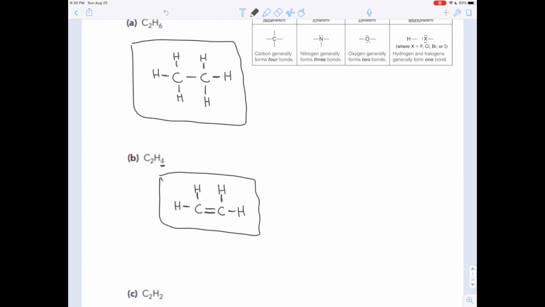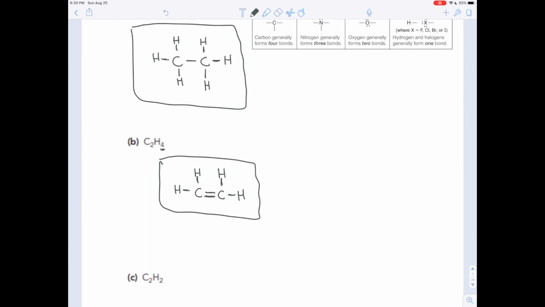That molecule is called ethene. It's a plant hormone. That's the hormone that makes all fruit ripen.